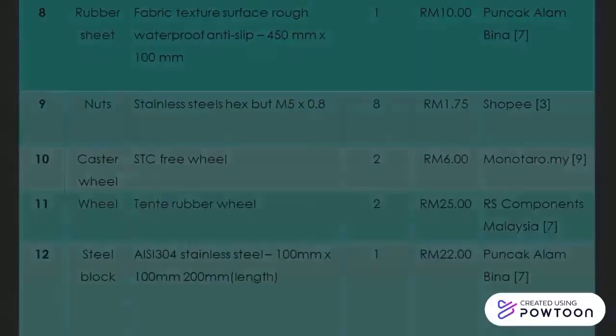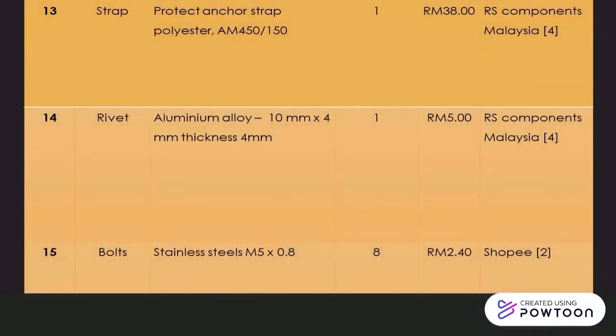Part number 13, strap. We use protector ankle strap polyester, costing RM38. And part number 14, rivet. We use aluminium alloy with 4mm thickness. It costs RM5 per box. And the last one, bolts. We use stainless steel M5 × 0.8 with 8 in quantity. Each costs RM2.40.